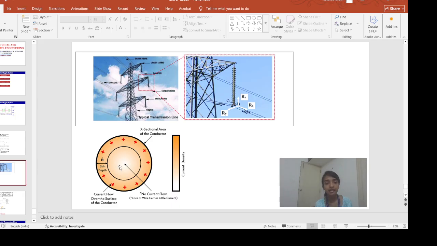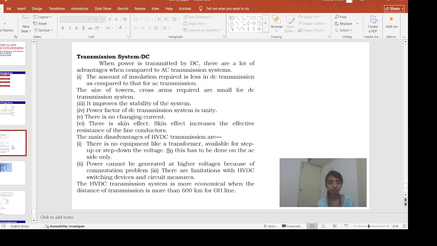So due to this skin effect in the AC transmission system, the resistance of the conductor increases. If the resistance increases, then the I square R loss in the conductor also increases. But in DC, since the current in a conductor is distributed uniformly, we don't have that kind of problem. But DC or high voltage DC transmission, HVDC, also has some disadvantages.